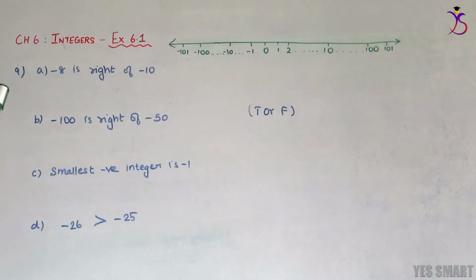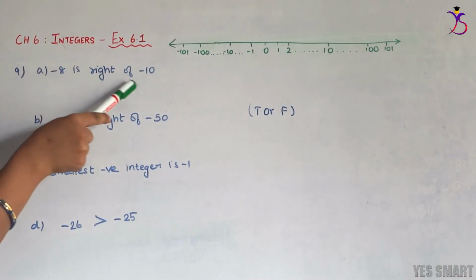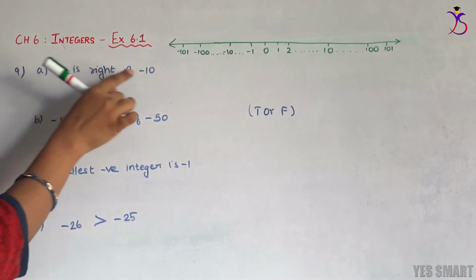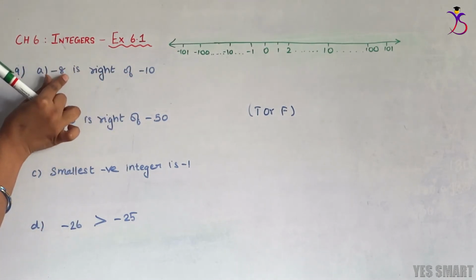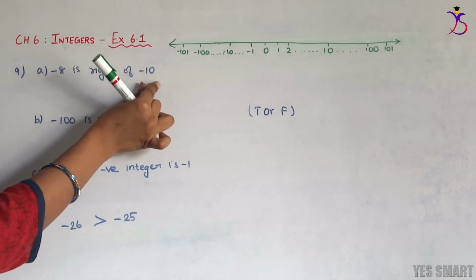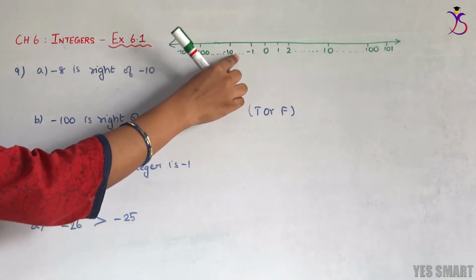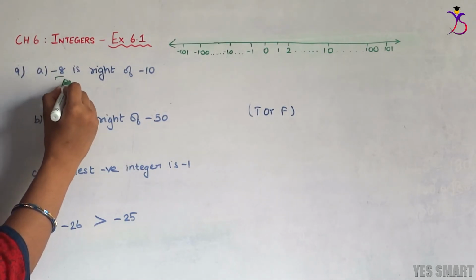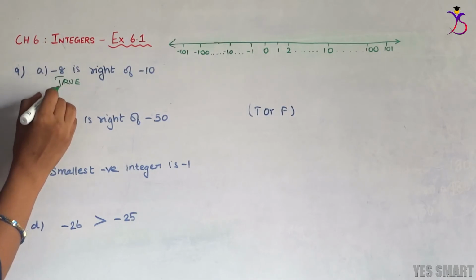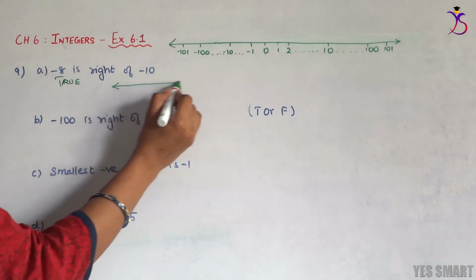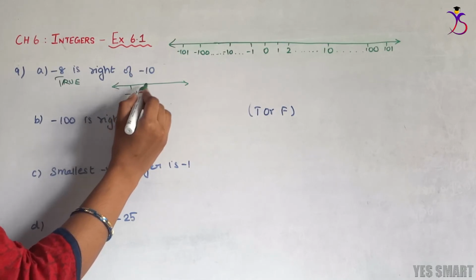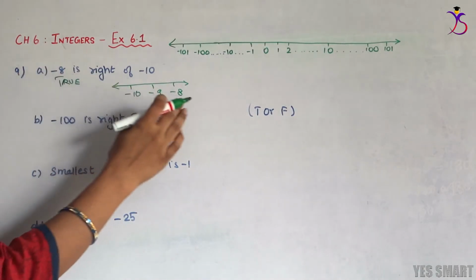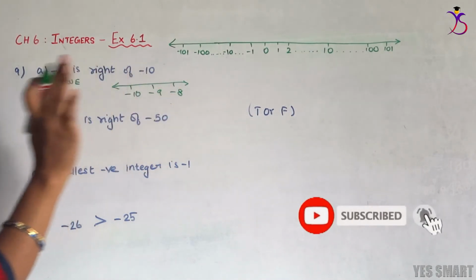Now we are going to discuss the 9th sum, which is true or false. A question: minus 8 is right of minus 10. Therefore, in the number line, minus 8 lies between minus 1 and minus 10 here. The question is whether minus 8 is located to the right side of minus 10. So when we compare with the number line, minus 10 is here, minus 8 will be here. Therefore it is in the right hand side direction. Therefore the answer is true. I will draw it separately to highlight it more: minus 10, minus 9, minus 8. So hence from the question, yes, minus 8 is in the right hand side of minus 10.